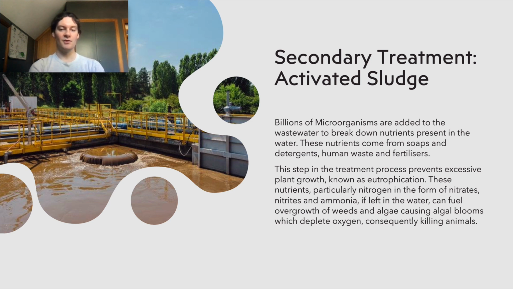This step in the treatment process prevents excessive plant growth and then eutrophication. These nutrients, particularly nitrogen in the form of nitrates, nitrites, and ammonia, if left in the water, can fuel overgrowth of weeds and algae, causing algal blooms which deplete oxygen, consequently killing animals.